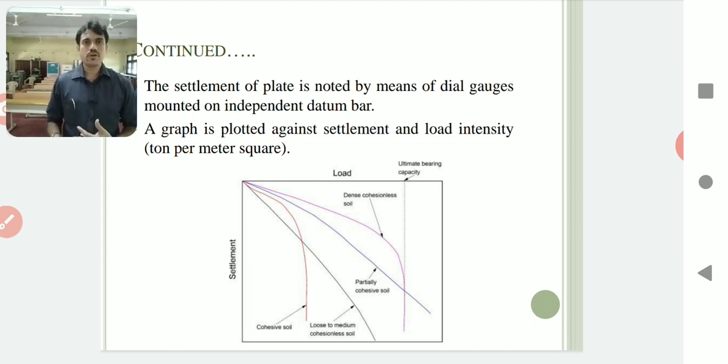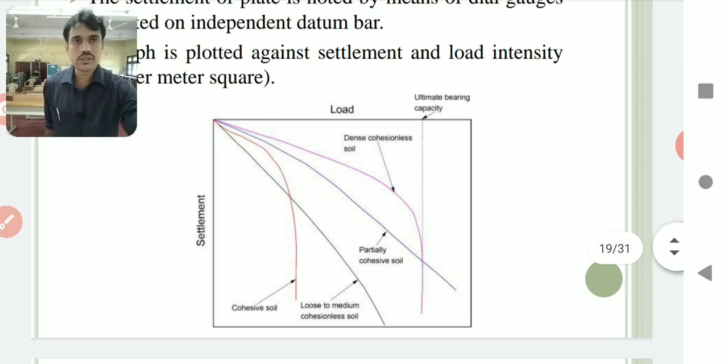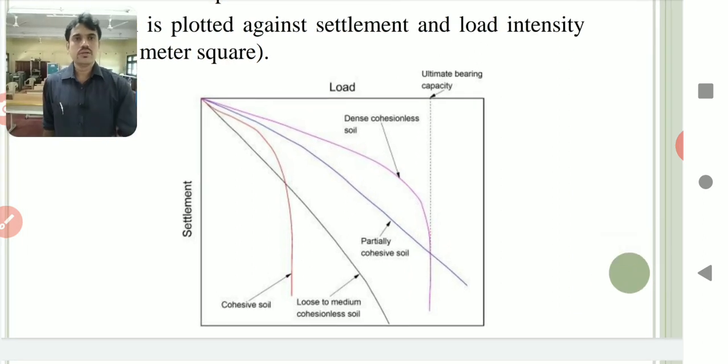A graph is plotted against settlement and load intensity, ton per meter square. So by using this graph you can observe here. I will zoom it. You can see load is plotted on the x-axis and settlement is plotted on the y-axis. So here load is a known factor, settlement is an unknown factor.